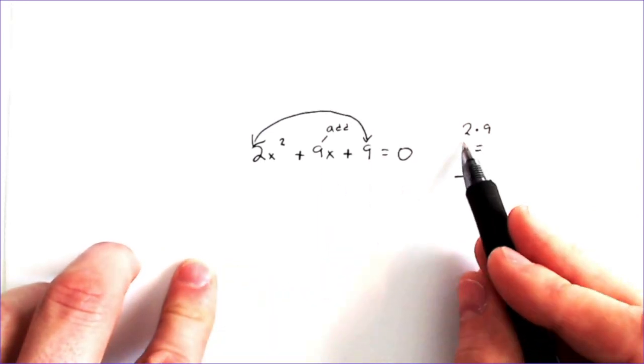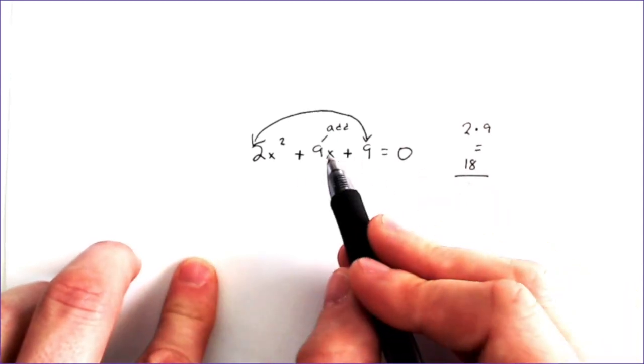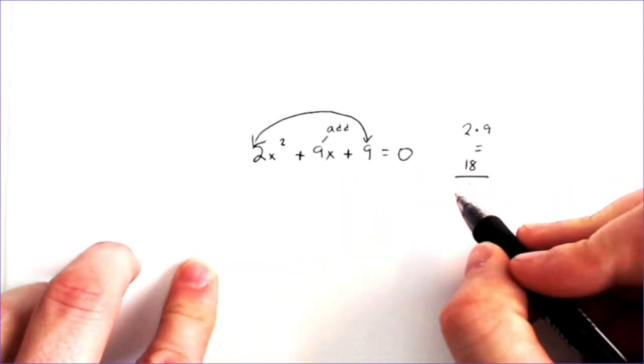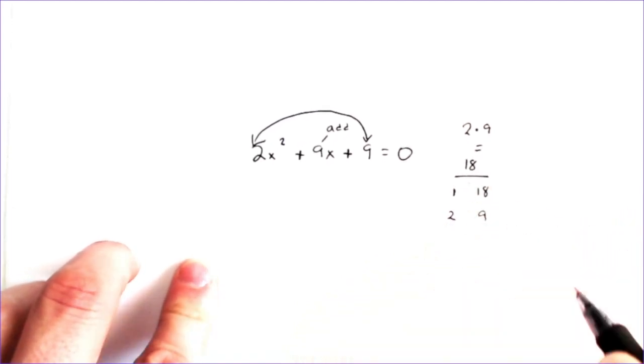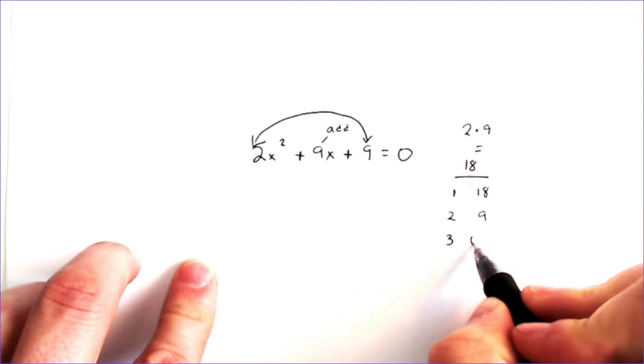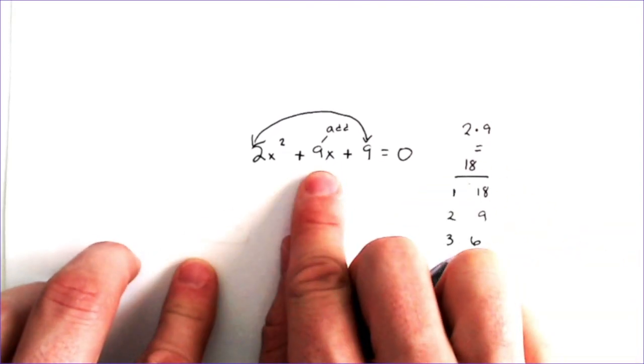So I wrote out the 18. That's what the 2 times 9 equals. Now what will multiply to equal 18 but add to 9? That's what we're looking for. So I'm going to write out the multiples of 18. 1 times 18. 2 times 9. 3 times 6. Out of these, which one will add to 9?